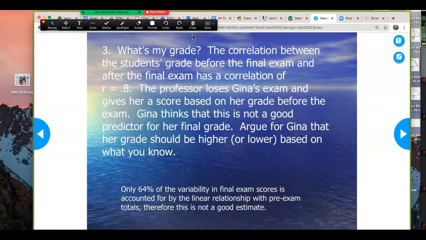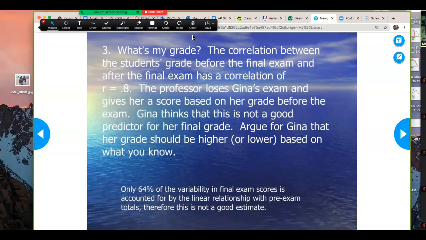This one is correlation coefficient. So you're given R is 0.8. The score is before the final exam and after the final exam. The professor wants to use Gina's score to make a prediction. Oh, what would you have gotten on the final?